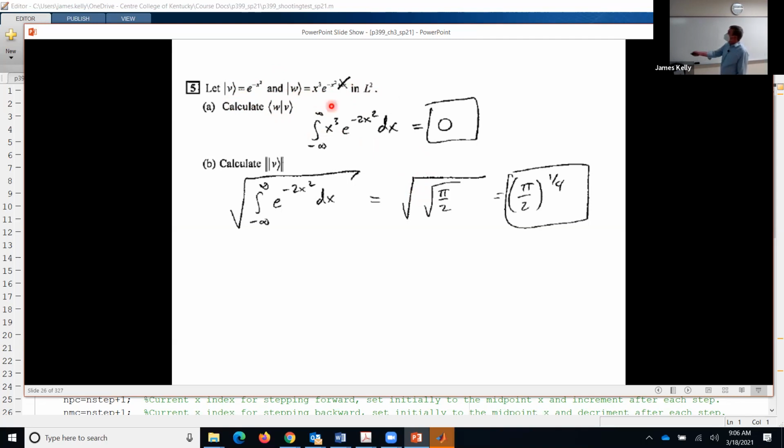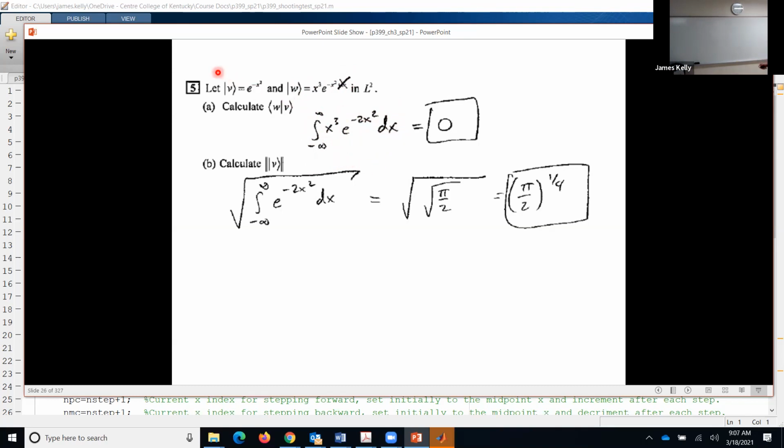But in any case, I changed my mind about this function. It's x cubed times e to the minus x squared is what w is supposed to be. So we do w star, this function star times v, and integrate from minus infinity to infinity. I don't have to think too hard because this is an even function. This is an odd function. So the whole integrand is odd, and we're integrating over symmetric limits. So it's 0 in this case.